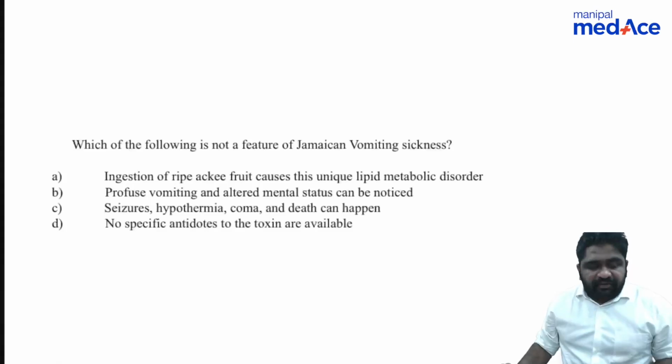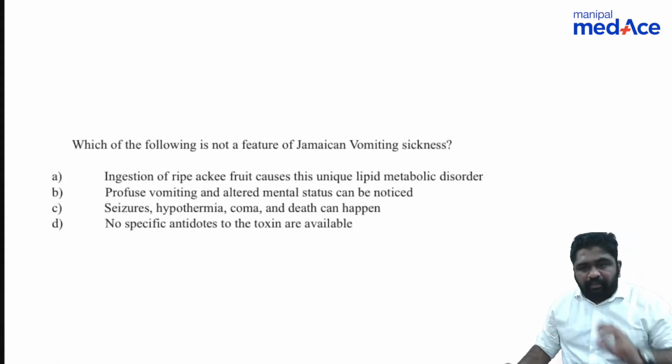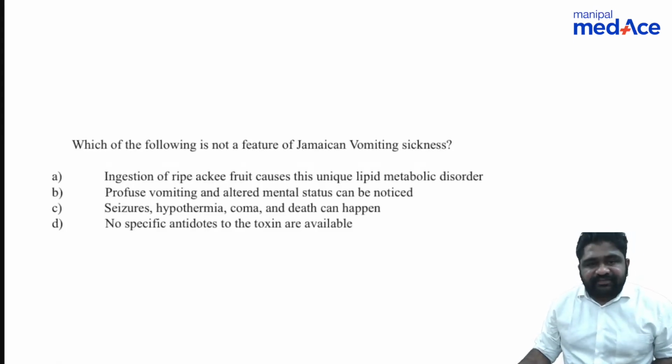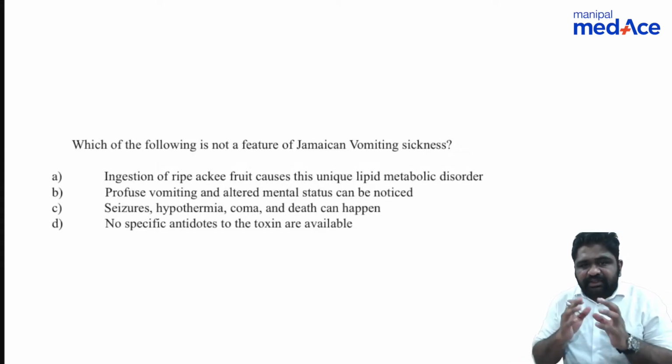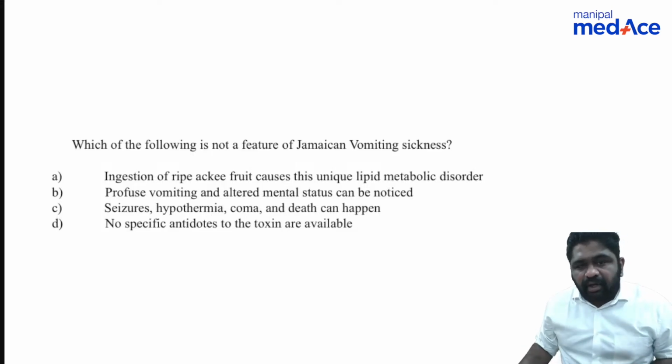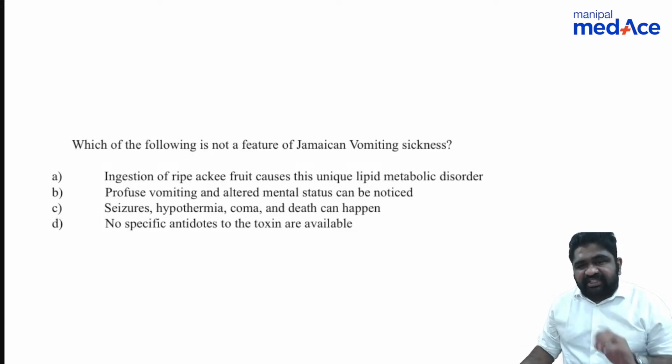Now, give me an answer for this question. This is hardcore metabolic place of lipids. Which of the following is not a feature of Jamaican vomiting sickness? Ingestion of ripe ackee fruit. This is unique, which causes a unique lipid metabolic disorder, where profuse vomiting and altered mental status can be noticed. Seizures, hypothermia, coma, and death can happen. And no specific antidote to the toxin is available. Which one is the right answer for this question?